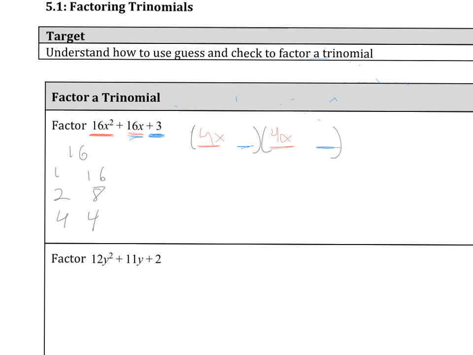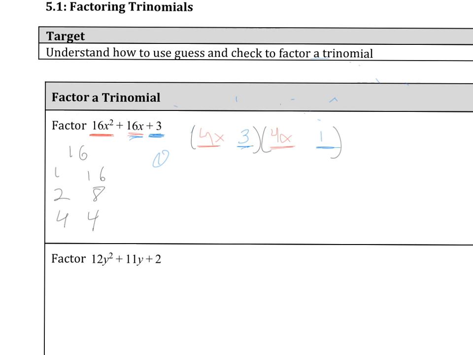Now the nice thing is, we're being a little bit kind here, I wouldn't worry about the signs and anything yet. But like this 3, there's only one way to get to a 3 with multiplication, and that is 3 times 1. And so I'm going to just throw down a 3 and a 1. Doesn't matter where I put it right now because I'm just guessing and checking. And I've got a combination of things where these red things will multiply to make the 16x squared, and these blue will multiply to make the positive 3.